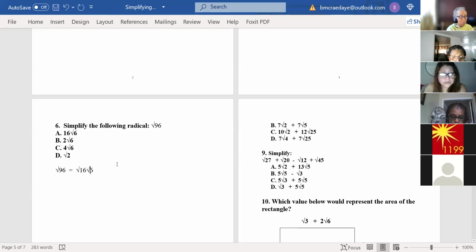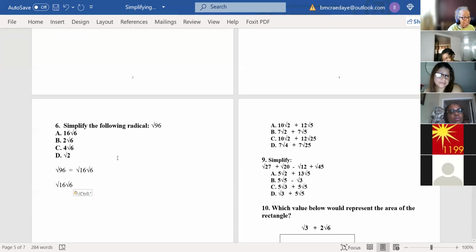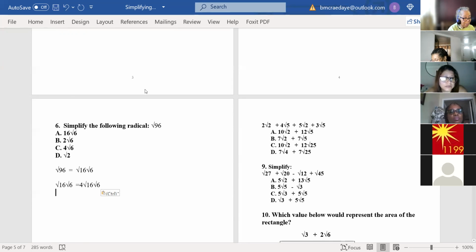Now, what's the square root of 16, Chastity? 4. So you see your answer then, right? Very good. The square root of 16 is 4. So that would be equal to 4, and then just put our square root of 6 behind it. And that would match our C answer.